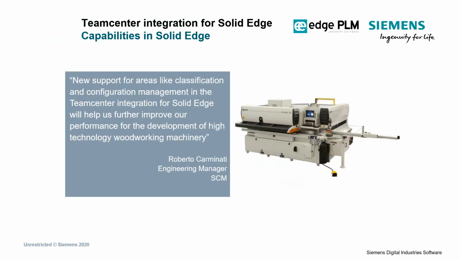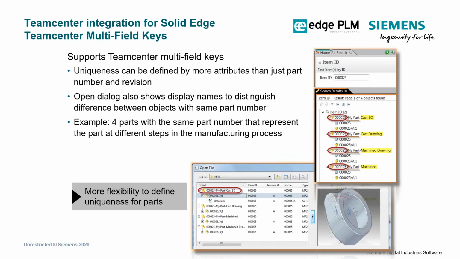A couple of examples of where people used it. This will be available for reference if you want to look at it. We also do naming things. We do things like multi-field keys, because sometimes uniqueness is more than just the part. If you want to do that kind of thing, because you use Teamcenter integrated with Solid Edge, you can do that. And multi-field keys can, for example, use part number, part description, part revision, or any other number of designated properties to define a unique part, okay?